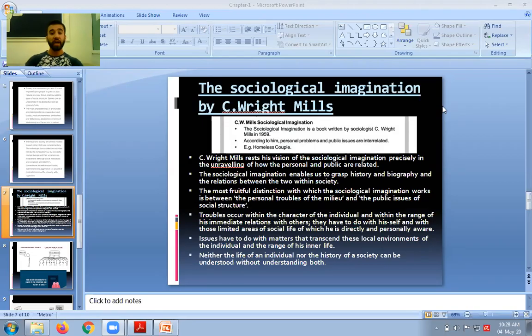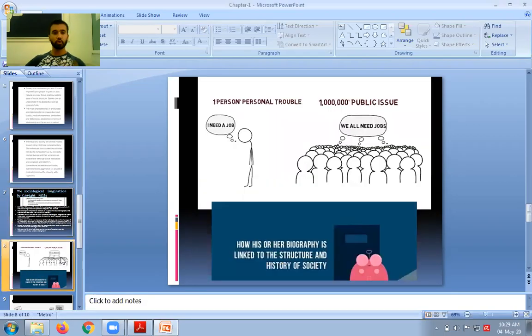So why have I made this slide? So that I can give you great clarity on this particular concept. This is another slide, about your first concept. Look at what is depicted here: one person means personal trouble, and if thousands or millions of people are facing the same problem, then it becomes a public issue, right? These kinds of things I could not show you through your textbook.